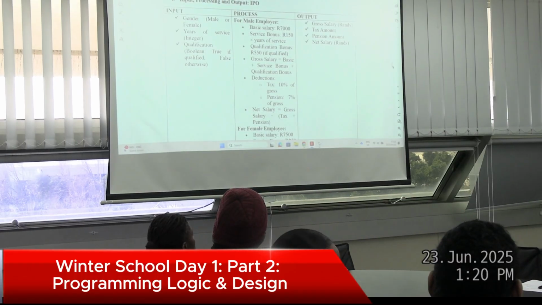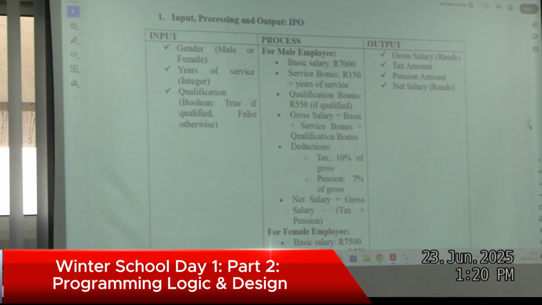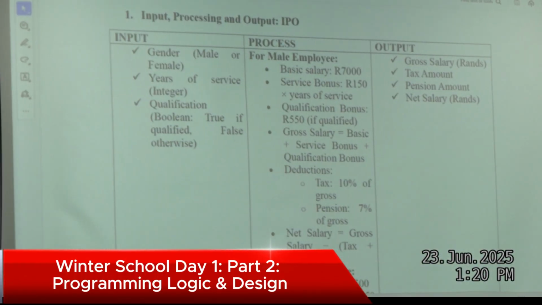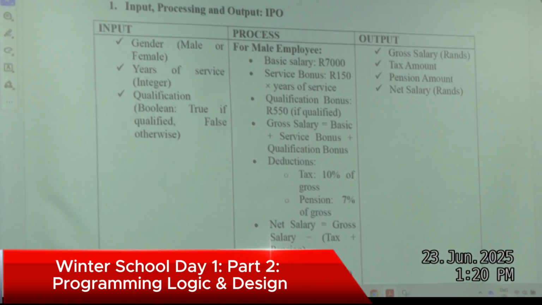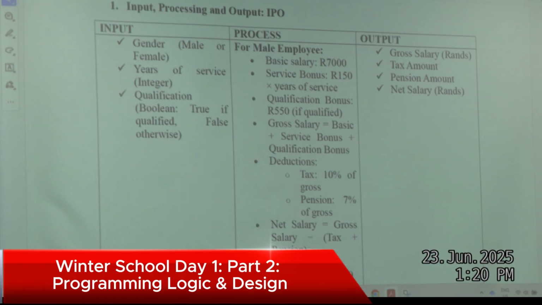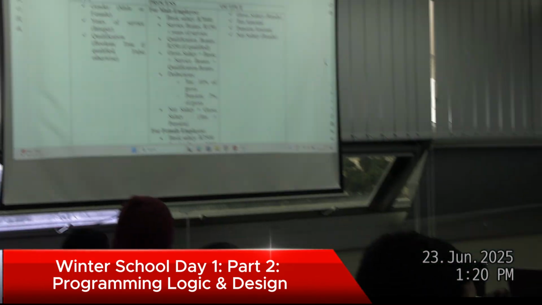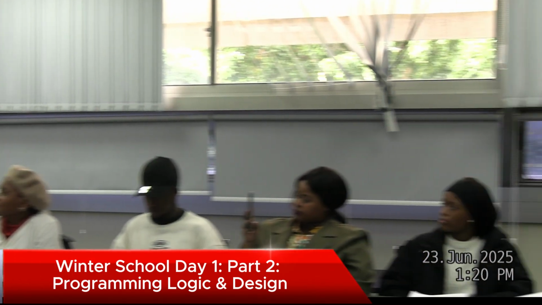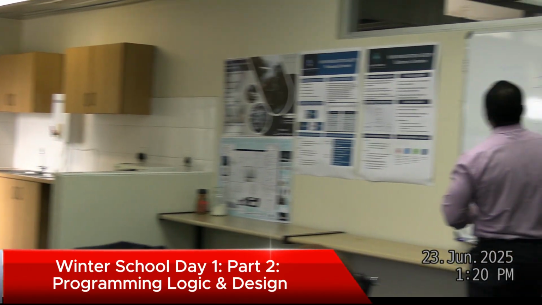You jumped one thing. You jumped the bonus. Because if he has a qualification, or maybe he has more years of service, he has a bonus, right? Enter the bonus. Let us put it in the last row. Correct? That was the input for the man.